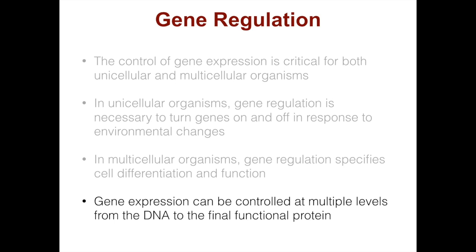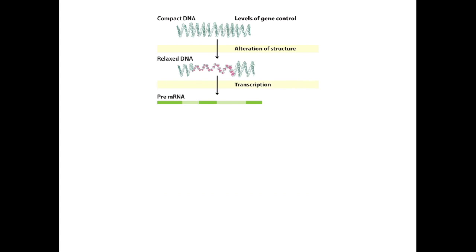Gene expression can be controlled at multiple levels, from the DNA to the final functional protein. For example, the state of the DNA, how compact it is, can control the level of gene expression. So if you alter the structure and relax the DNA coiling, you can get increased transcription.